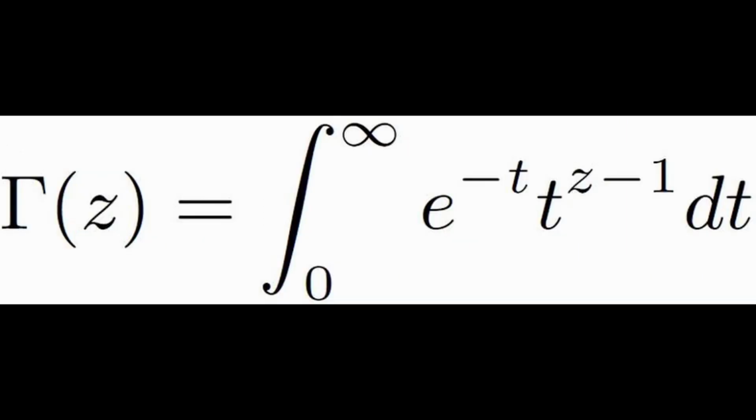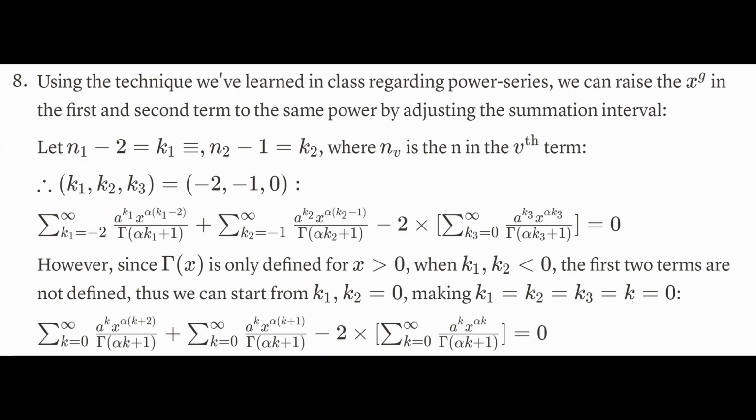However, the gamma function is only defined for numbers that are positive and non-zero. It wouldn't make sense to start our summation from a negative number. So what we'll do is instead just start from 0, and we will adjust the rest of the terms accordingly. Now we can pull out like terms and express the equation as a single summation.